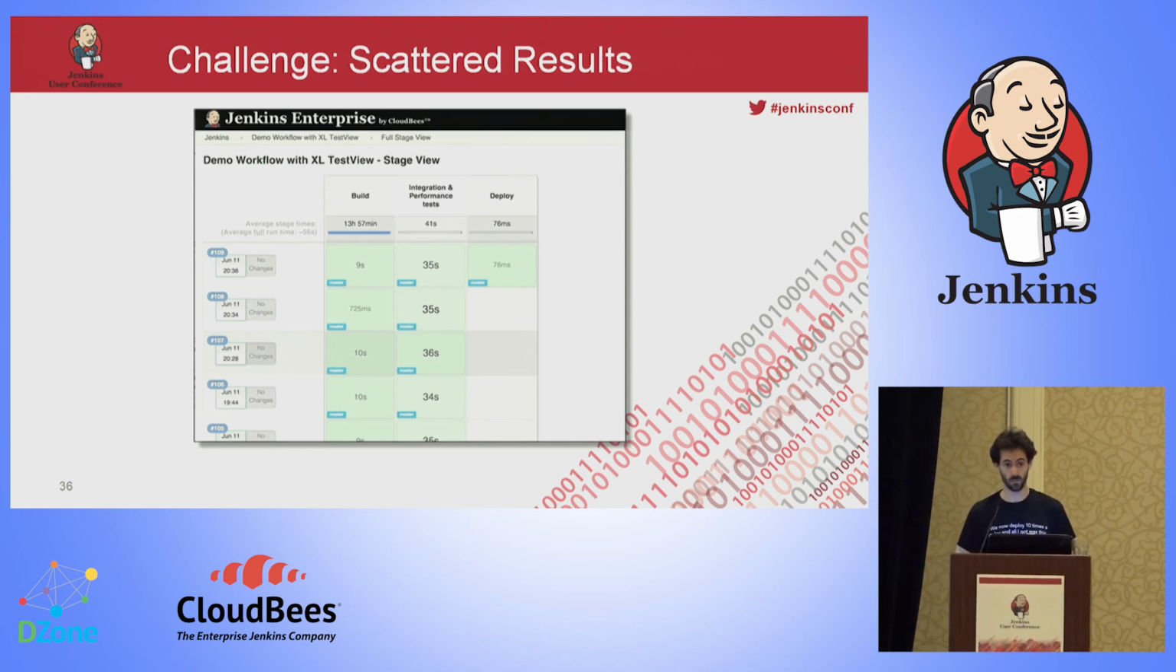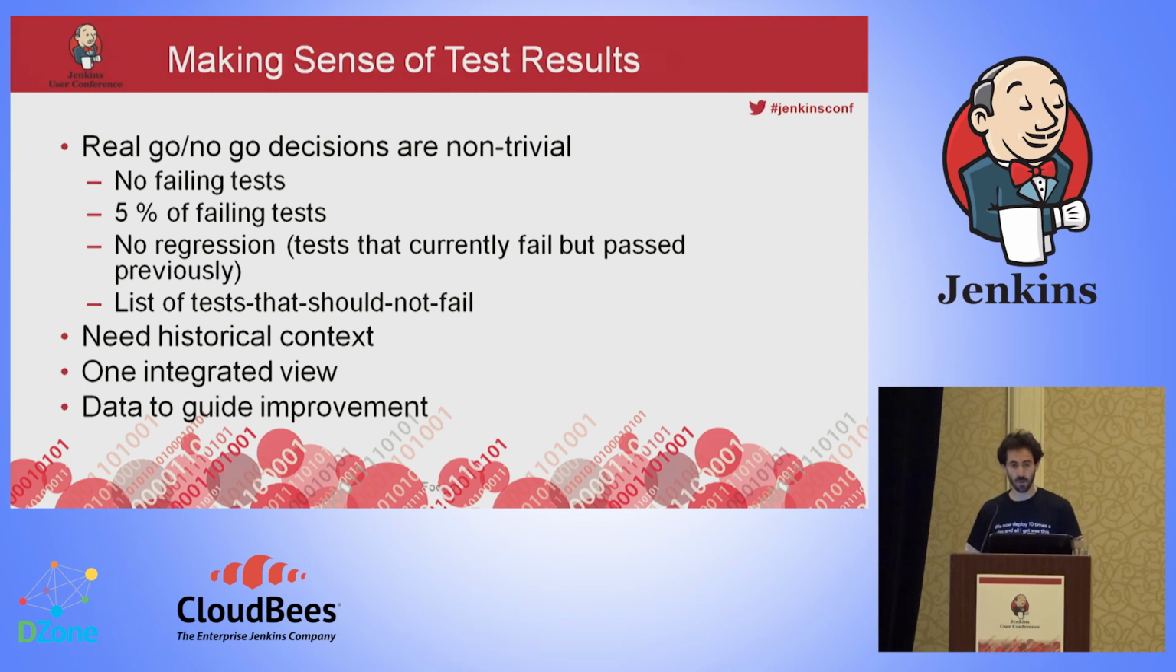Well, I don't know. And I think that's the simple answer. I mean, yes, I can give you a sort of traffic light answer in the sense that, oh, look, build number 108 didn't make it to the deploy phase, so something must have gone wrong. But that's a very, very high level, very black and white kind of answer. So the point is that real go, no-go decisions are non-trivial.